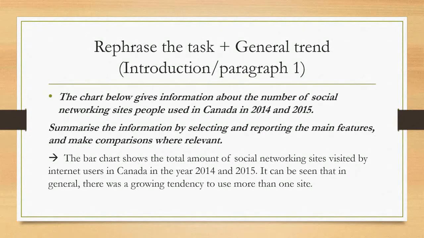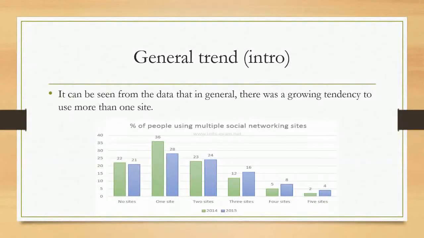So it will be: the bar chart shows the total amount of social networking sites visited by internet users in Canada in the years 2014 and 2015. So try to paraphrase the task without altering the meaning. And then let's go to the next one, which is the general trend.